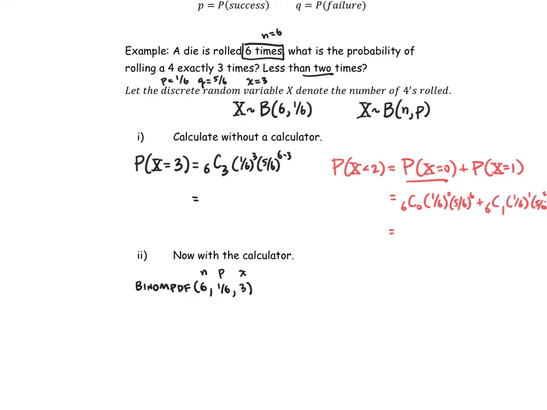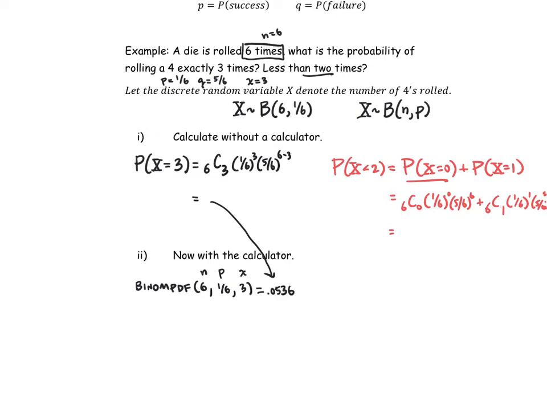You paste it, you get an answer, and it looks like these two answers would be the same, which would be 0.0536. So a little over 5% chance that you roll exactly three 4s.